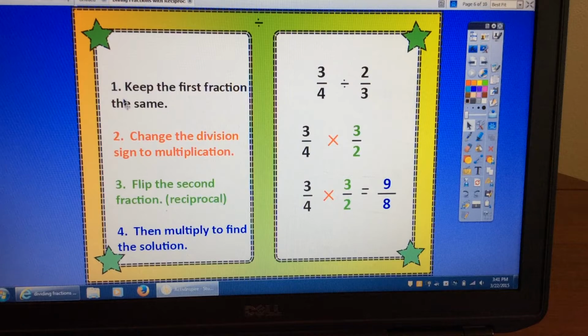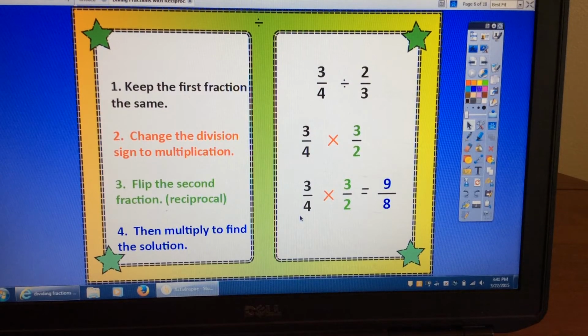So let's look at an example. If we have 3/4 divided by 2/3, the first thing we do is keep the first fraction the same, which is 3/4. The second step is to change the division sign to multiplication. So we took division and made it multiplication. The third is to flip the second fraction, or make it the reciprocal. So 2/3 becomes 3/2.